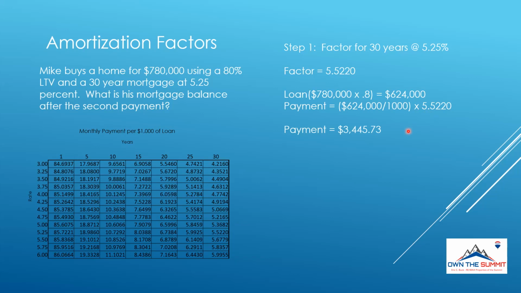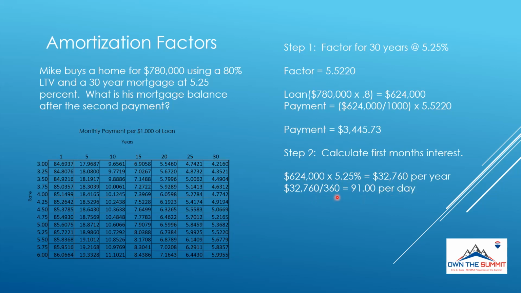How much of that is interest and how much is principal? Well, let's calculate the first month's interest. Our loan balance was $624,000 at a rate of 5.25%. So that's $32,760 for the full year. Divide that by 360. Remember, we're using the banker's calendar here. And we get $91 per day. 30 days in the month is what we default to in a banker's calendar, even though January is 31. So that's 30 times 91, or $2,730 of our $3,445.73 payment is going to be interest.